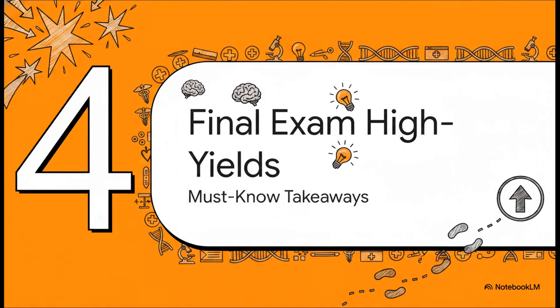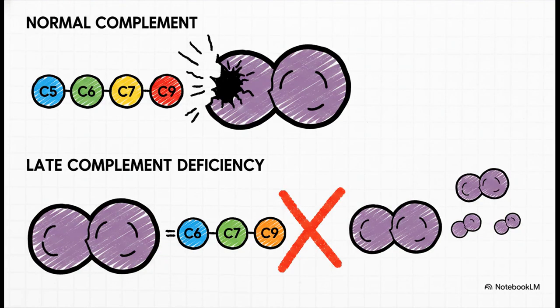All right, we have covered a ton of information. But if you're doing some last-minute revision and you can only remember a few things, make it what's on these next slides. These are the absolute, can't-miss, high-yield takeaways. This one is a board exam classic. You will see this association over and over. Recurrent Neisseria infections. Why? Because those terminal complement components, C5 to C9, are absolutely critical for taking out Neisseria. So if a patient is missing them, they are uniquely, specifically vulnerable to that one type of bacteria.